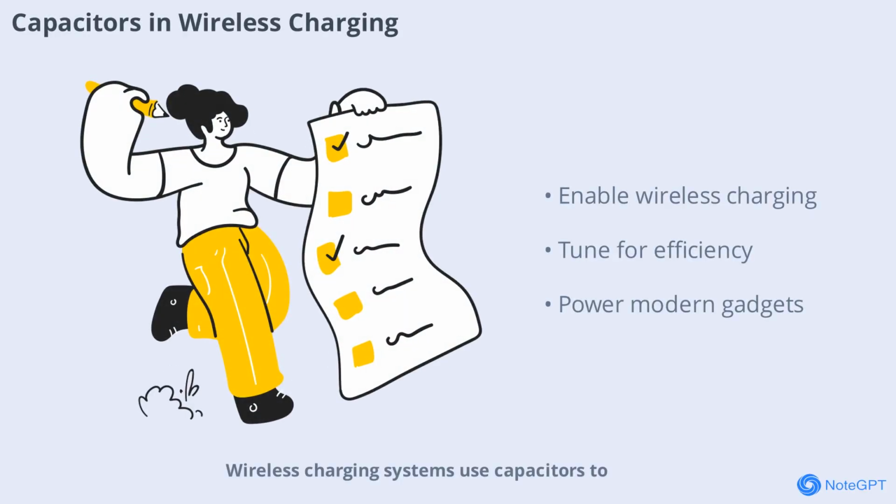Wireless charging systems use capacitors to transfer energy between coils without physical contact. Capacitors help tune the system for maximum efficiency, enabling convenient charging for phones, electric vehicles, and other devices. This technology is changing how we power our gadgets.